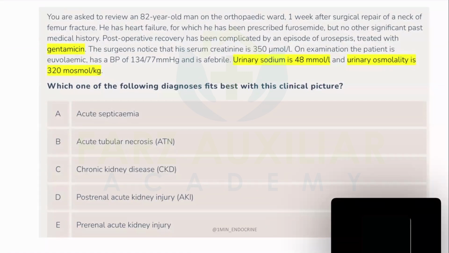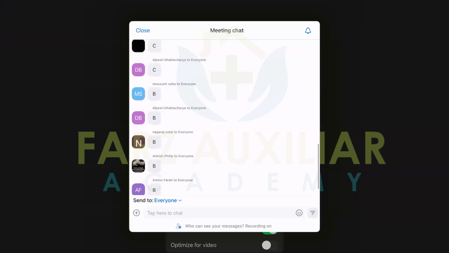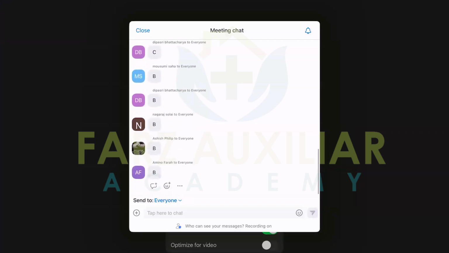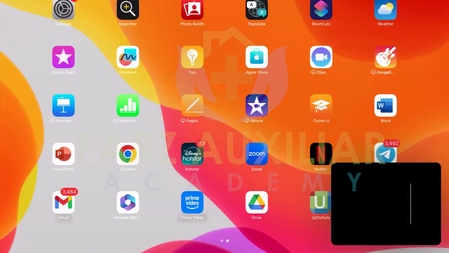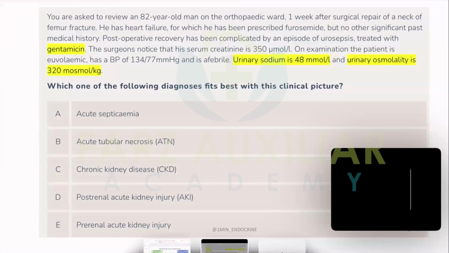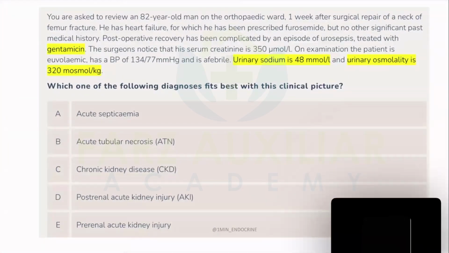I think everybody has gone through the stem by now. So which is the correct answer here? Everybody has answered option B, I think. Gentamicin made the question easy, right? With gentamicin, the answer is always acute tubular necrosis. Anyway, the answer is obviously acute tubular necrosis. So let's find out about the other options.